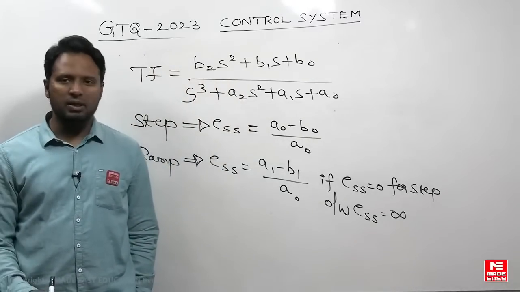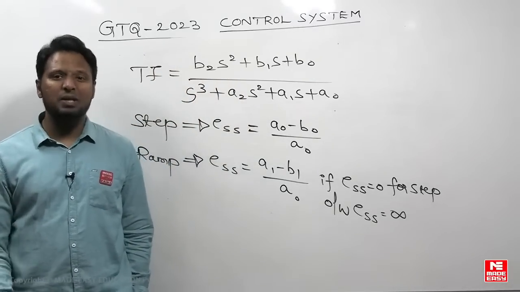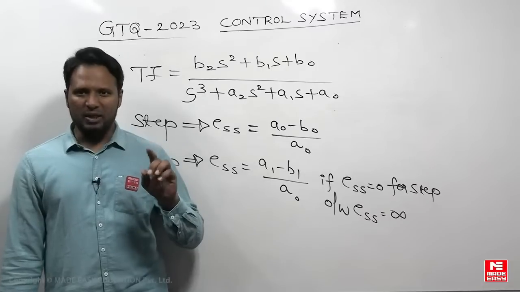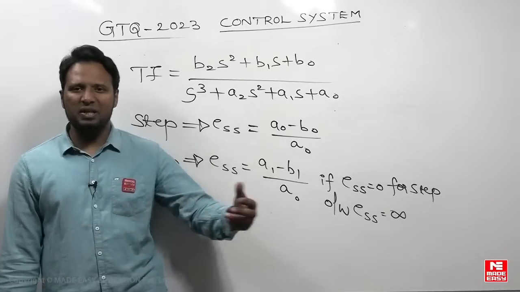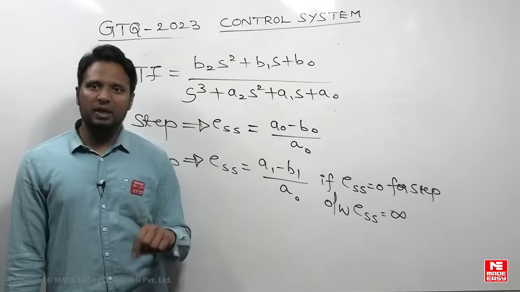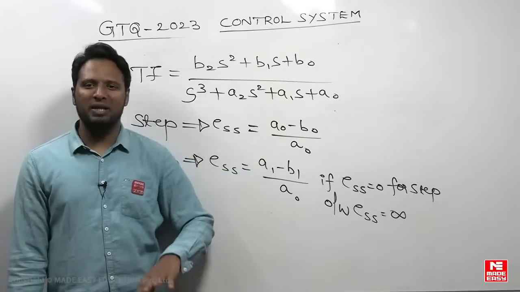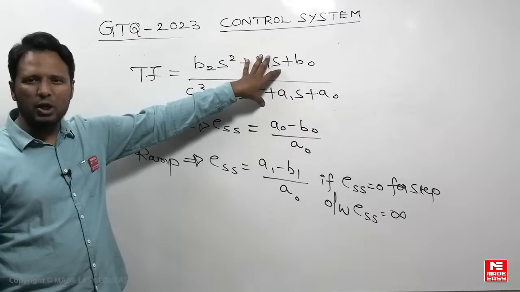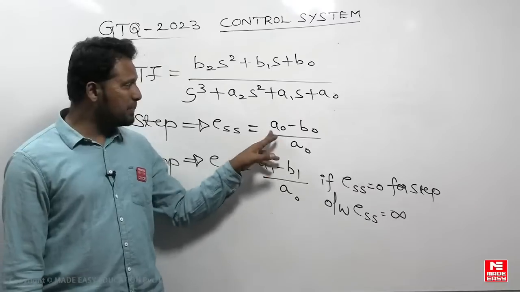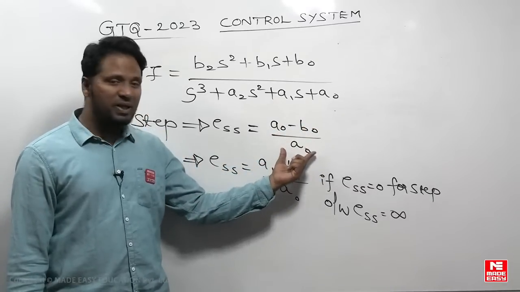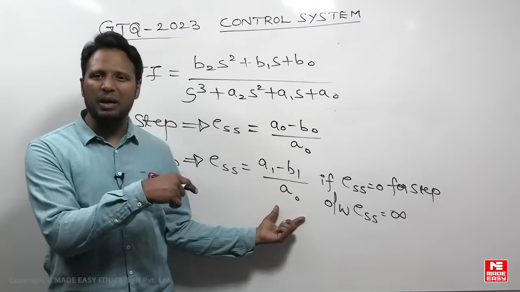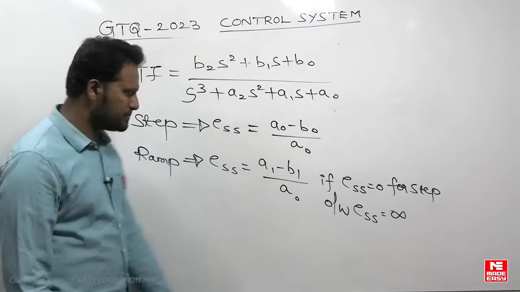Yehi cheez hai. Ramp ke liye directly use nahi kar sakte ho aap isko. Pahle step ke liye check karna padega. Dekho, hum open loop ke tarikhe mein kya karte hain? Agar open loop se type pata chala, agar type 1 hai na, hum seedha seedha keh dete hain step ke liye 0, ramp ke liye 1 by Kv, parabola ke liye infinity. Lekin is tarikhe mein kisi bhi input ke liye puche na, to usse pehle baaki inputs ke liye check karke aana padega. Agar main keh dun iska steady state pata karo ramp ke liye, to directly ye jawab nahi hoga. (A1 minus B1) by A0 nahi hoga. Pehle aap ye check karoge. Agar (A0 minus B0) by A0 0 ho rahe, so (A1 minus B1) by A0 will be the steady state error of this system for ramp input, otherwise my answer will be infinity for ramp input.